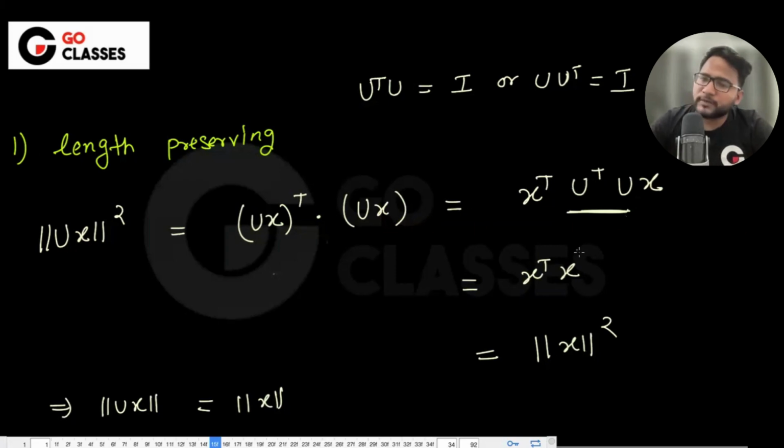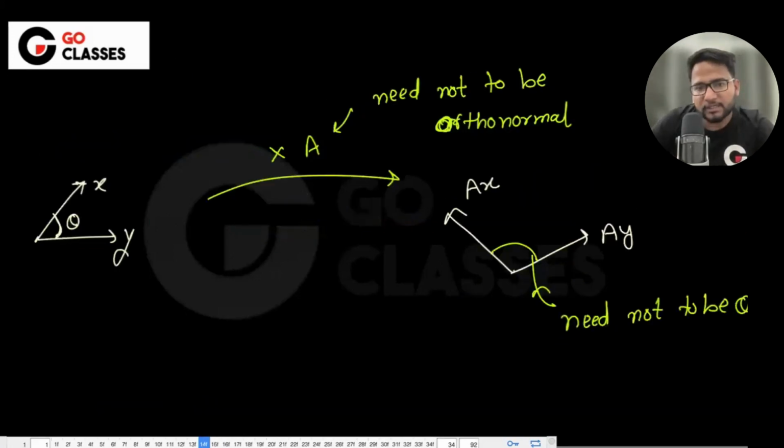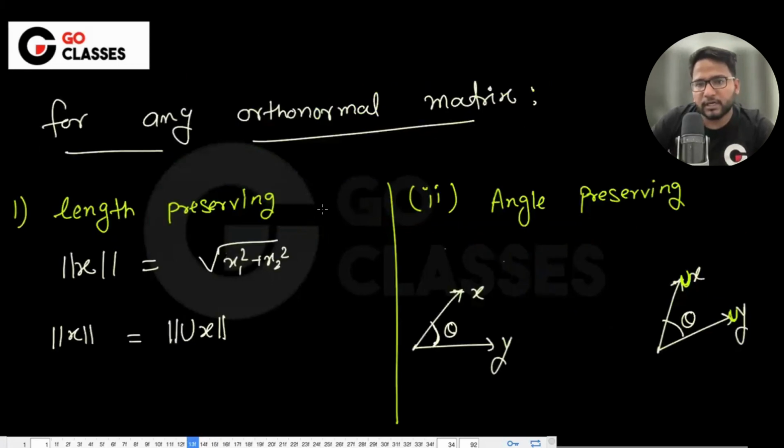Very simply, we can use this particular property and prove that it is length preserving. Which means you take any vector and multiply by an orthonormal matrix, where u is the orthonormal matrix, then the length of that vector doesn't get changed. And the second property is that it is angle preserving also, right? So let's prove this property also.